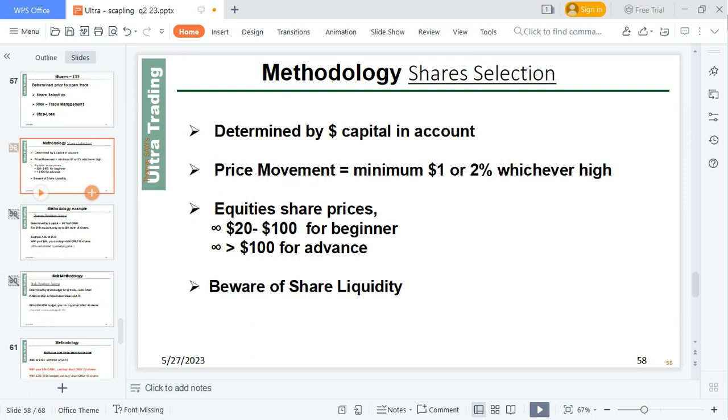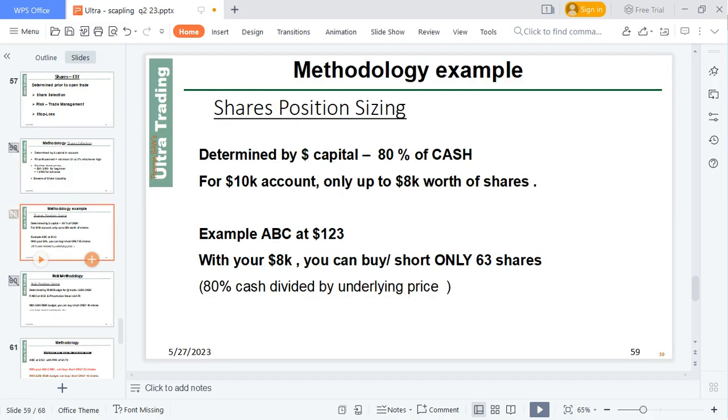So now the methodology: one is determined by capital. What's the capital risk? For example, most of the time I tell people 80%, or it can be 70%, up to you. Let's say my account size is $10,000 cash. The maximum capital exposure for this trade is 80%. Maximum. If you are conservative, it can be 50%. It's not exact.